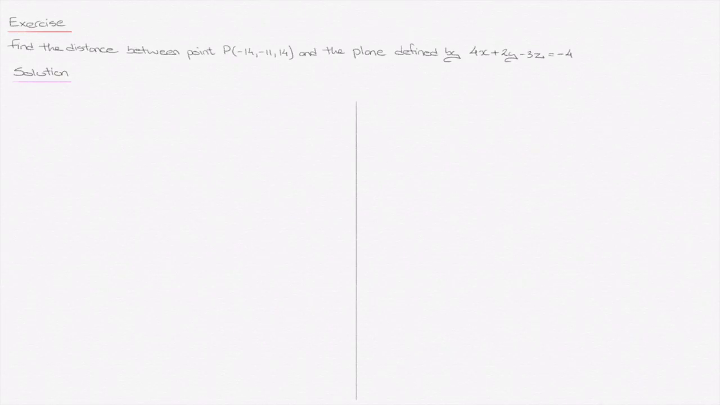In this video, we'll learn how to find the distance between a point and a plane. Now we're given an example here. We're asked to find the distance between a point P with coordinates -14, -11, and 14, and the plane defined by the equation 4x plus 2y minus 3z equals -4.